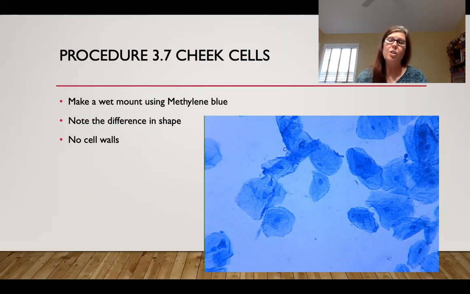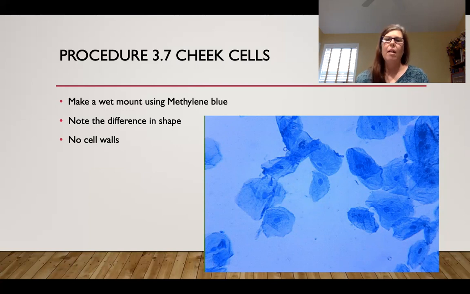Now notice the shape of the cells is different. Animal cells tend to be more circular. You should also notice there's not a defined cell wall because, again, animal cells do not have them. But what we can see with the methylene blue is the nice nucleus stained in the middle of our cell.